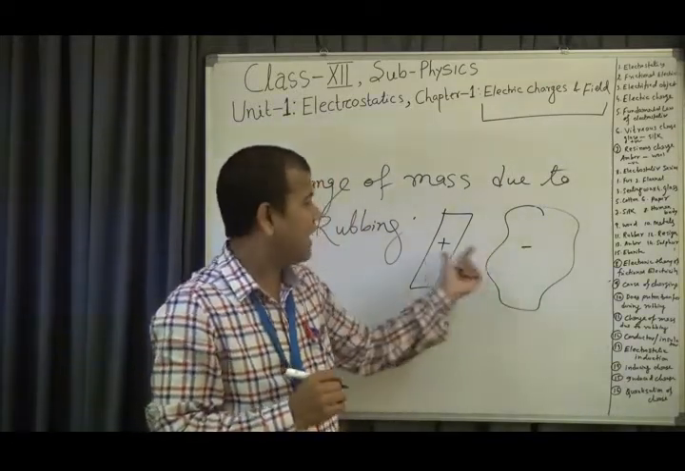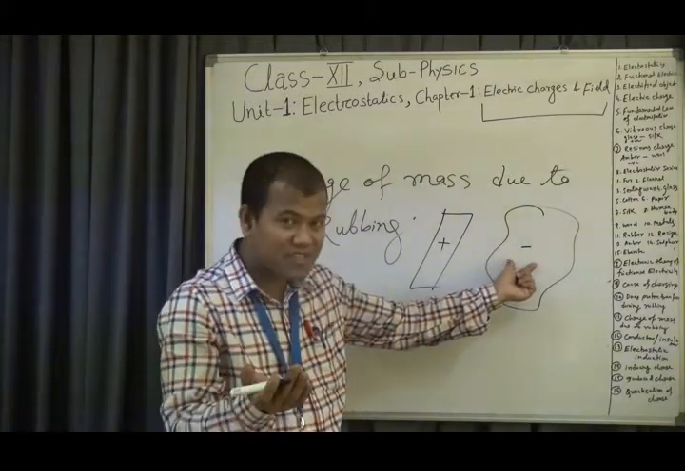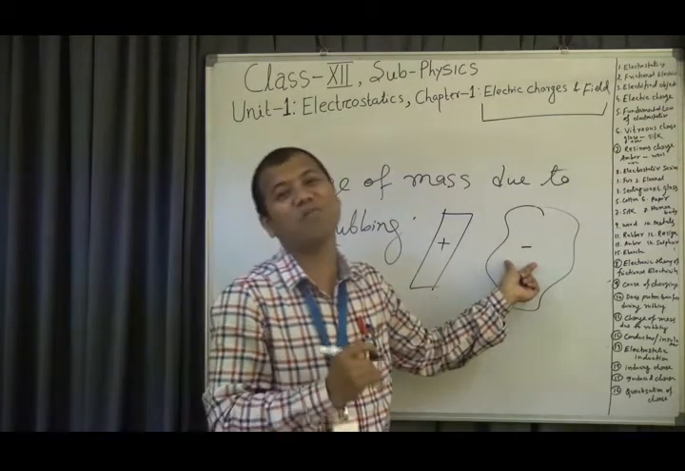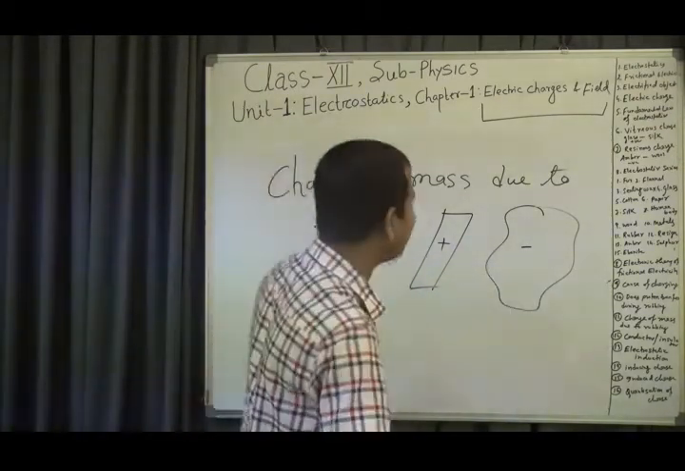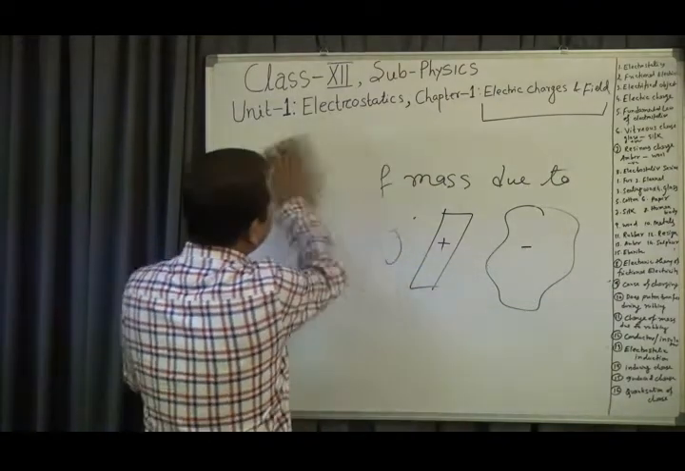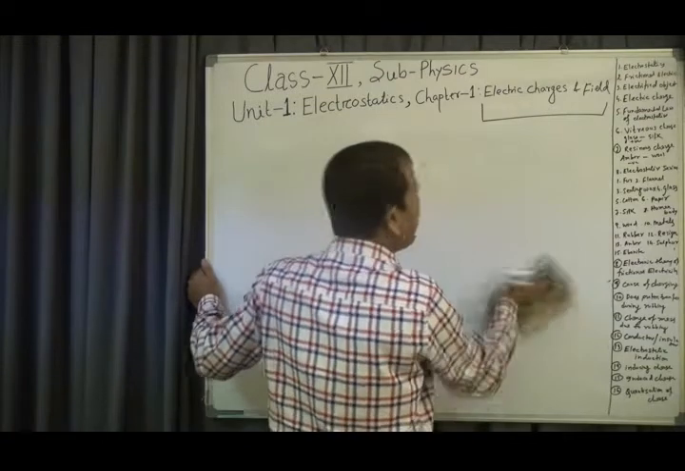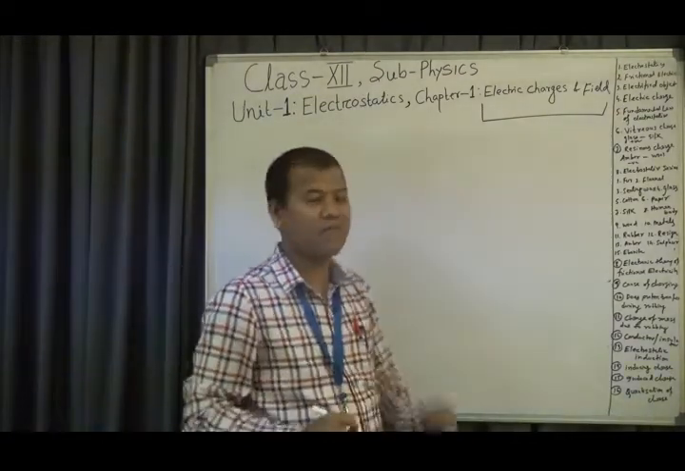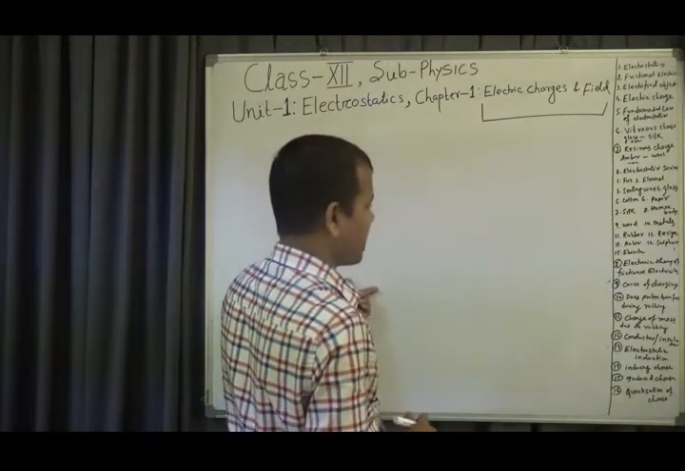Because electrons have been transferred, right? Electron has mass and the silk cloth has acquired that mass. So the mass of the silk cloth will be increased. So this is a very simple concept. If you think that there is no change of mass, it is wrong. Obviously change of mass is there due to rubbing.